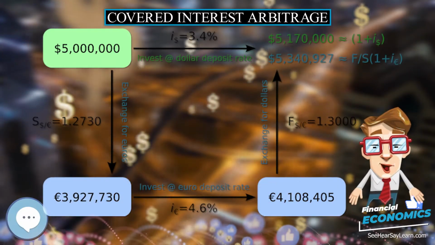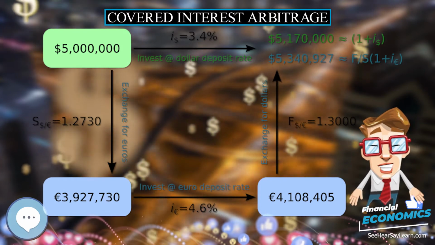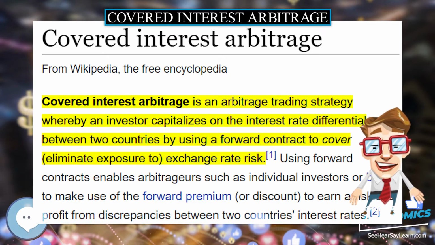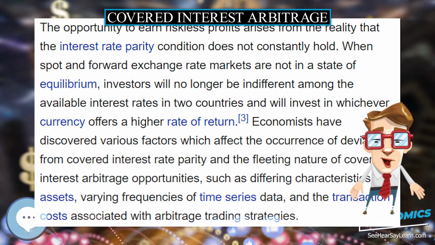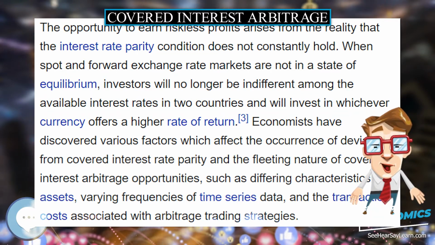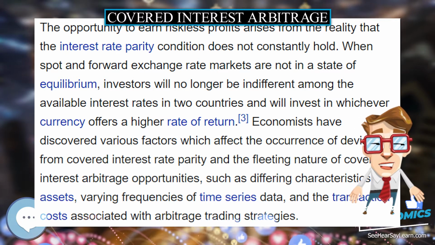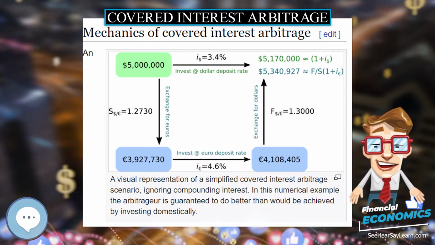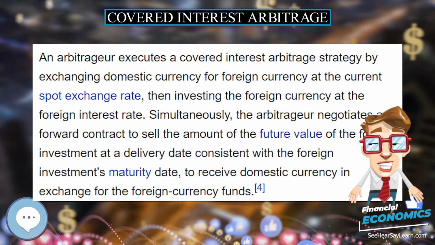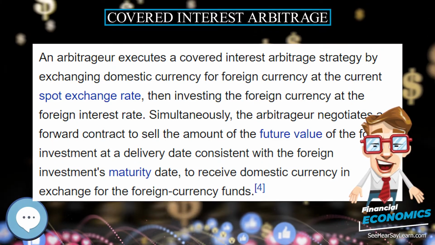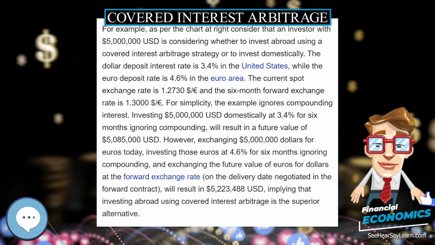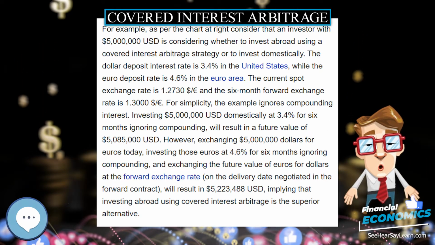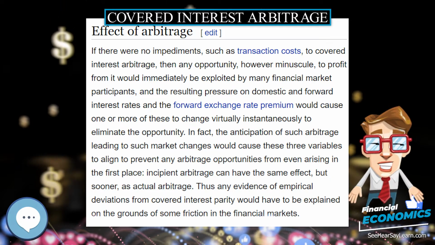Covered interest arbitrage. Covered interest arbitrage is an arbitrage trading strategy whereby an investor capitalizes on the interest rate differential between two countries by using a forward contract to eliminate exposure to exchange rate risk. Using forward contracts enables arbitrageurs such as individual investors or banks to make use of the forward premium, or discount, to earn a riskless profit from discrepancies between two countries' interest rates.